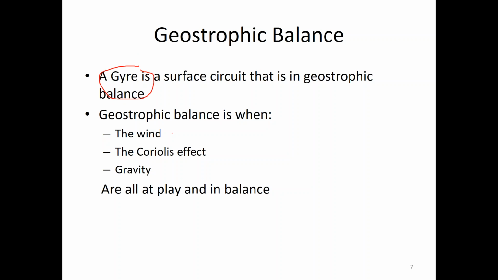So are there any questions on that? So what is geostrophic balance? And so it's when those three phenomena, the wind moving the water, Coriolis effect deflecting the path of the water, causing water to pile up in the center, and then gravity pulling water out of that pile, deflecting the flow again so that it's 30 to 45 degrees from the direction of the wind. Those three factors are at play and in balance. That's said to be geostrophic balance. And any surface circuit that is in geostrophic balance is known as a gyre. Okay? You got that?